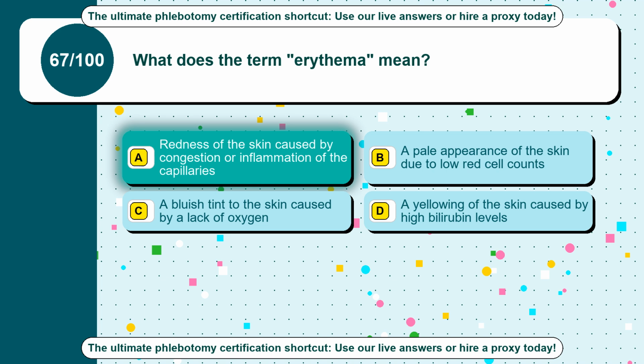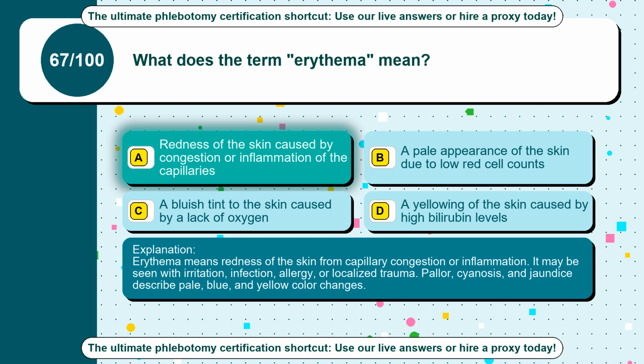The correct answer is option A, redness of the skin caused by congestion or inflammation of the capillaries. Erythema means redness of the skin from capillary congestion or inflammation. It may be seen with irritation, infection, allergy, or localized trauma. Pallor, cyanosis, and jaundice describe pale, blue, and yellow color changes.